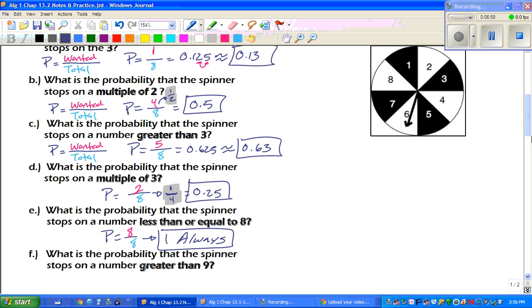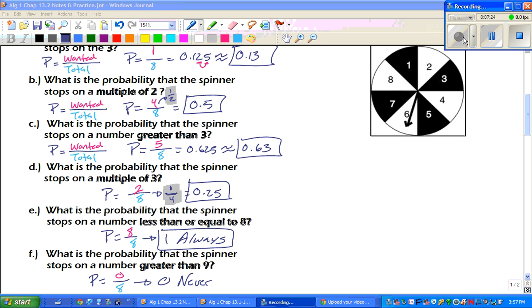Okay, what is the probability that the spinner stops on a number greater than 9? Well, what numbers are greater than 9 that's on the spinner? There aren't any. Okay, so it'd be 0 over 8, and when we do that, it's 0. And is that ever going to happen? No. It's never going to happen. Okay?